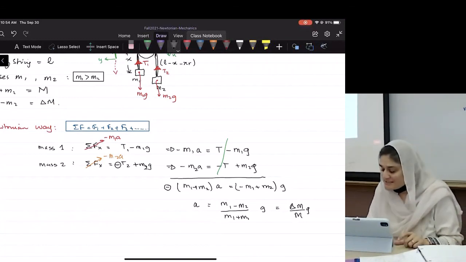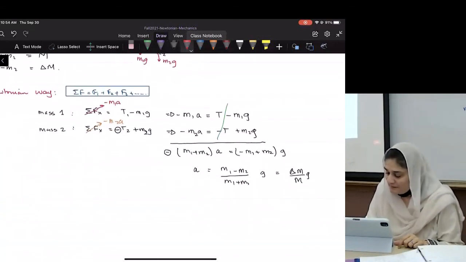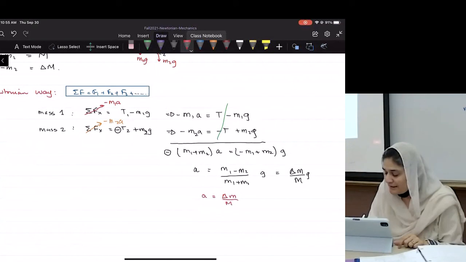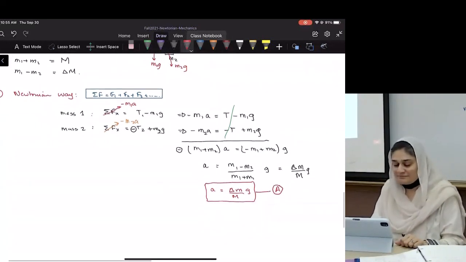Okay, so this is the expression we are looking for: A equals delta M over big M G. Let's call this equation A. A for Atwood. That's a good one. Yeah, we can do that.